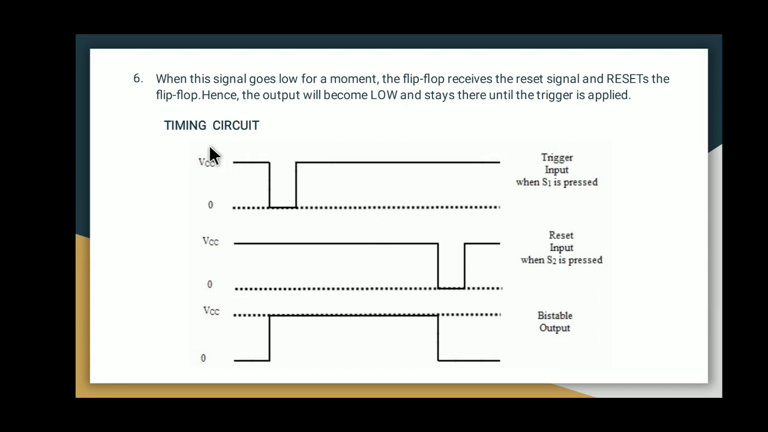In this timing circuit diagram, initially the output of the 555 timer is logic 0, and when the trigger pin goes low, the output will switch from logic 0 to logic 1. Once again, the output becomes low when the reset pin goes low. So in this way, the 555 timer bistable multivibrator stores either logic 1 or logic 0, or we can say that it can act as a flip-flop.